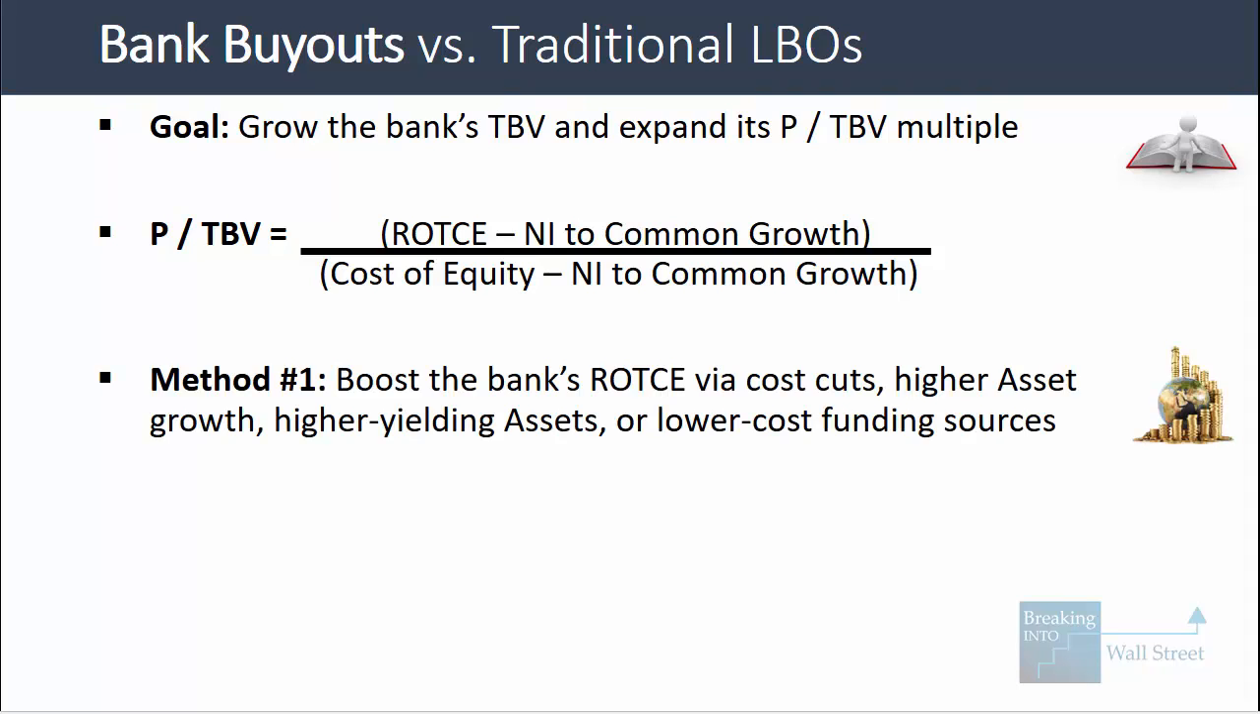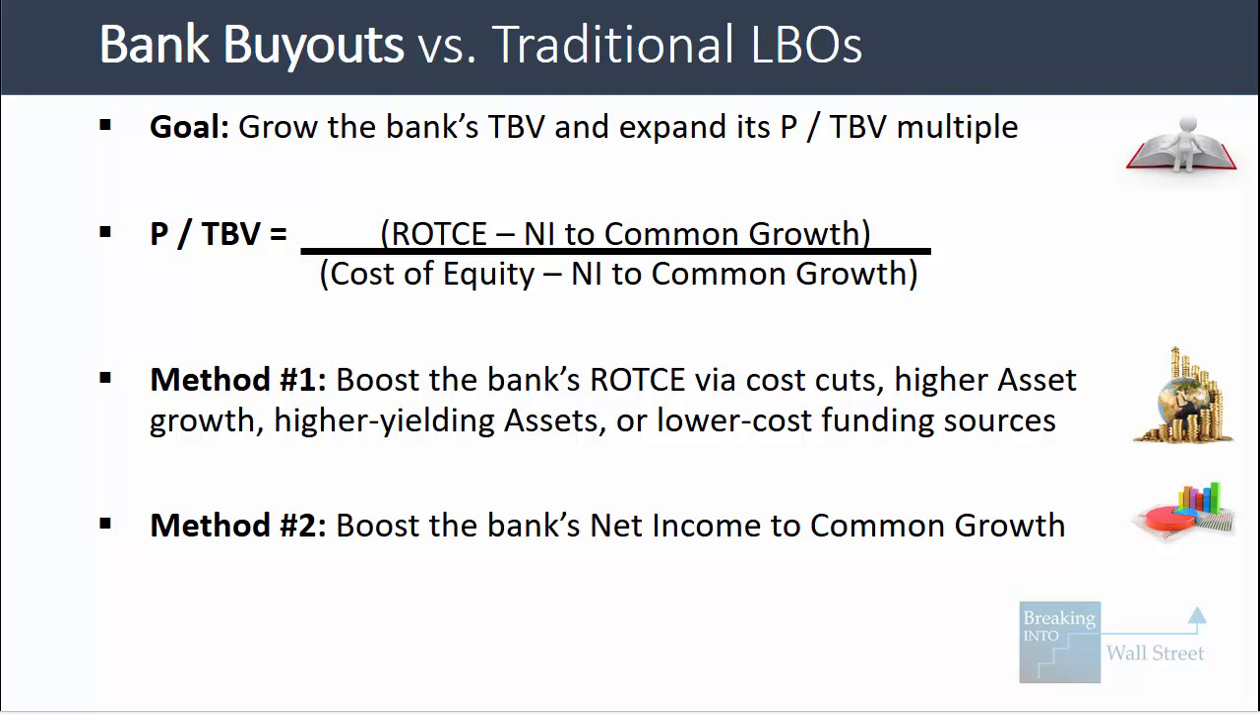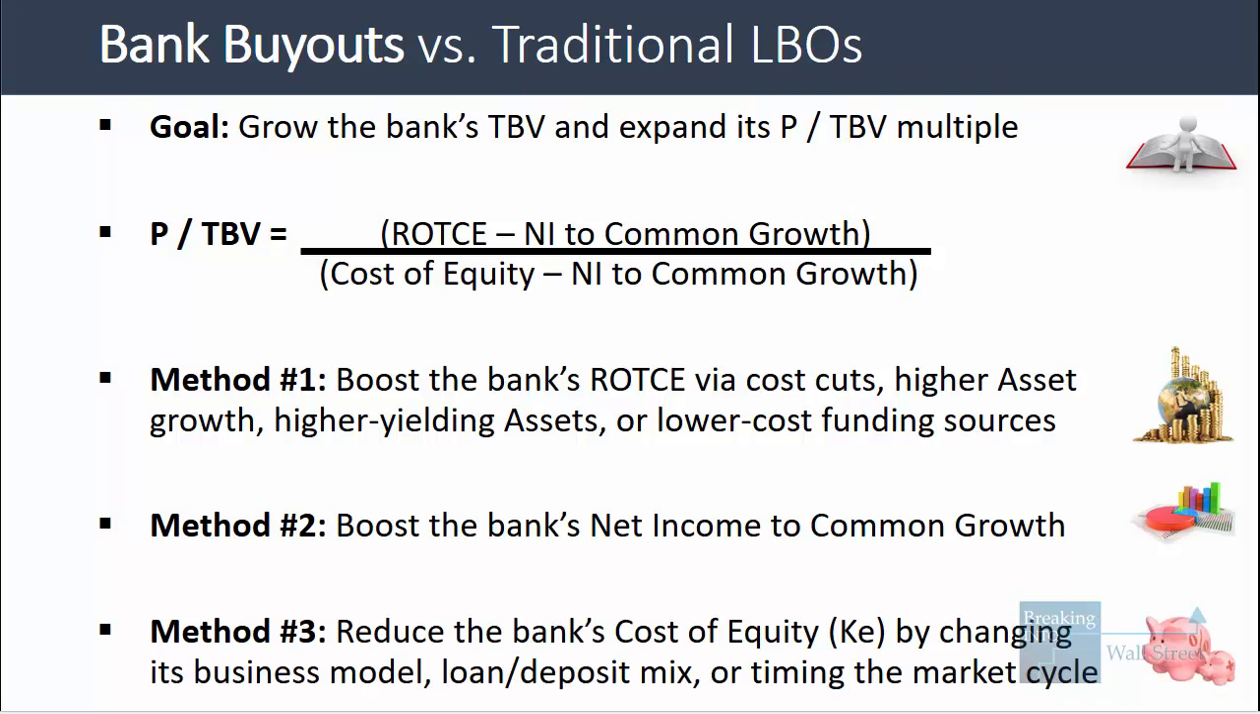So if you want to boost that multiple, you can boost the bank's return on tangible common equity by cutting costs, by growing assets more quickly, by finding higher yielding assets, or by finding lower cost funding sources. You could also try to boost the bank's net income to common growth. And you could also try to reduce the bank's cost of equity by changing its business model, its loan to deposit mix, or just timing the market cycle so that returns expectations are different.